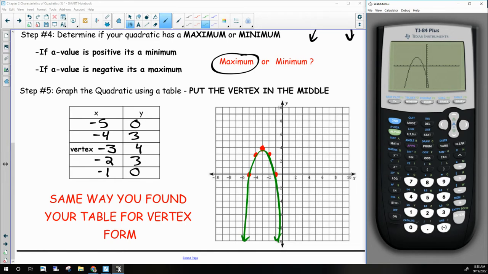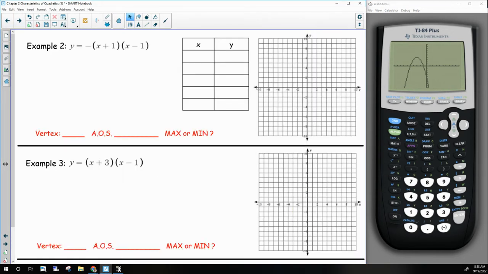Okay, 2 examples, and then we're done for today. Go ahead and flip the page, and you should look at something like this. You can go to the y equals in your calculator and clear that out. We won't be needing that anymore.